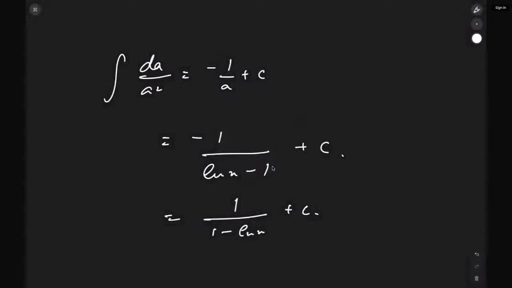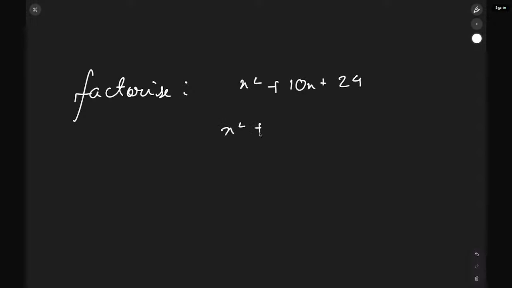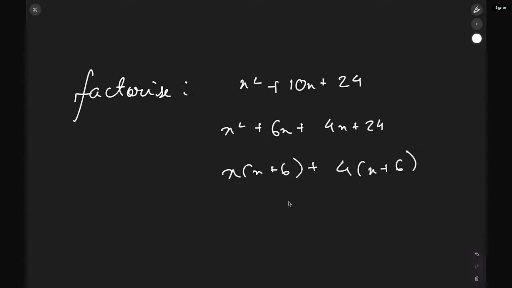Now next up is the last question for today, and the question asks us to factorize x square plus 10x plus 24. So I can write it as x square plus 6x plus 4x plus 24, which gives x plus 6 times x plus 4. So this will be the factorization of the above term.